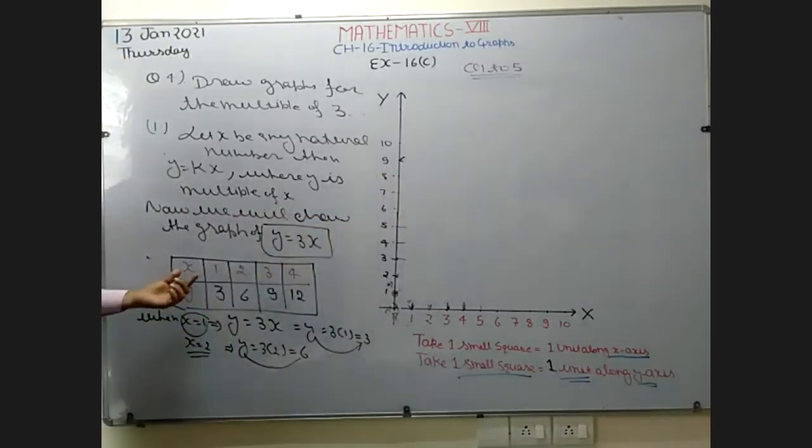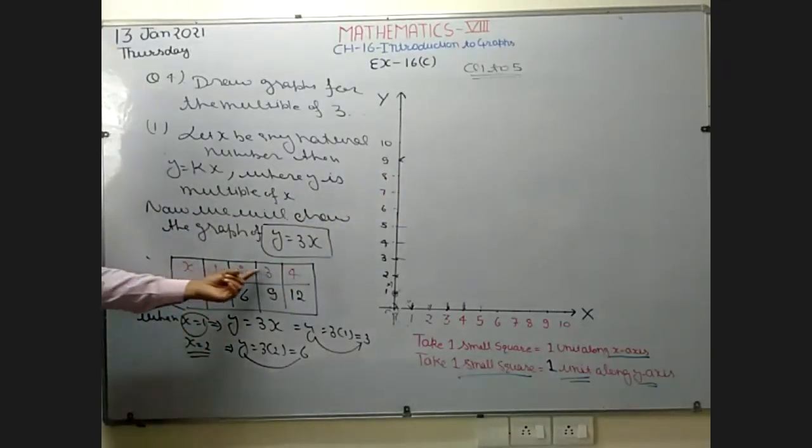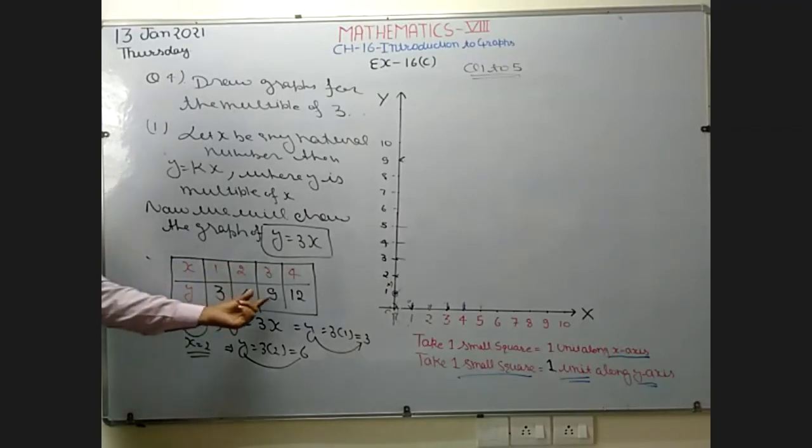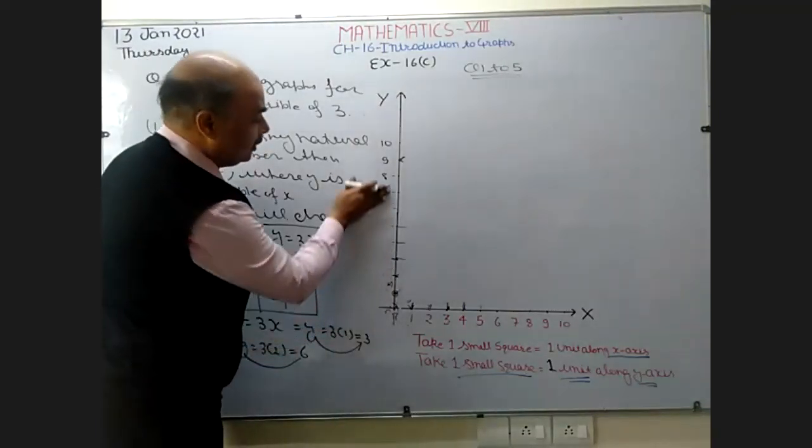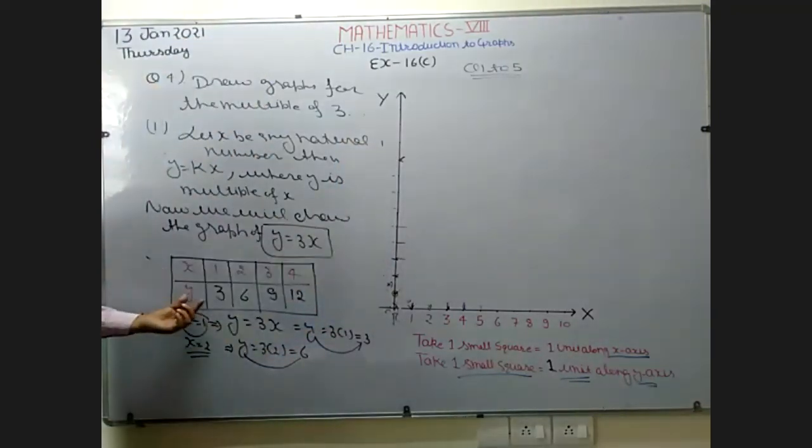Now see what is given. In the x terms, the difference is 1, 1. And in the y terms, what is the difference? 3, 6, 9, 12. So take the first square along the y axis. You are going to take the first square.